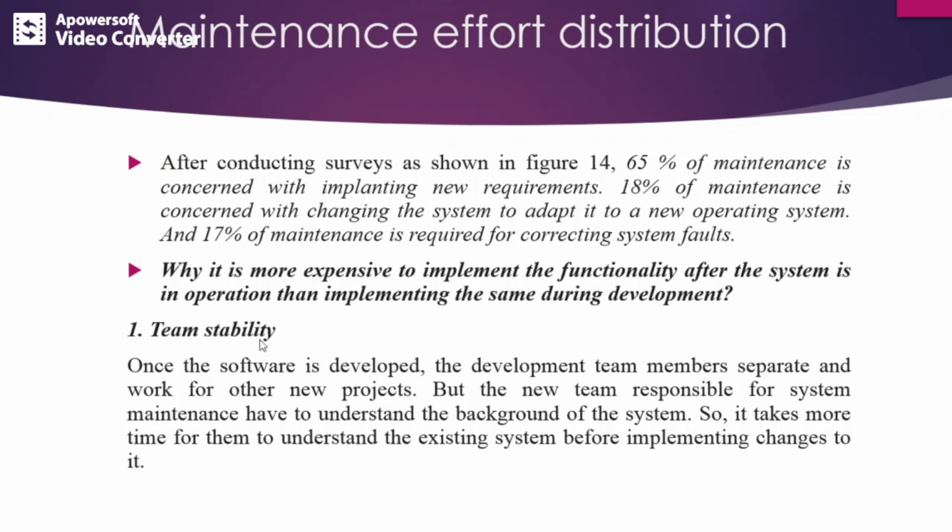First one is team stability. So we'll look into this one. See, you know that the software is developed by the software development team. Those members are involved throughout the development phase in order to develop the software. Once the software has been developed, their job is only to develop the software and deliver it. Their work is done, and they will be put into the next project where they have to develop a new project.